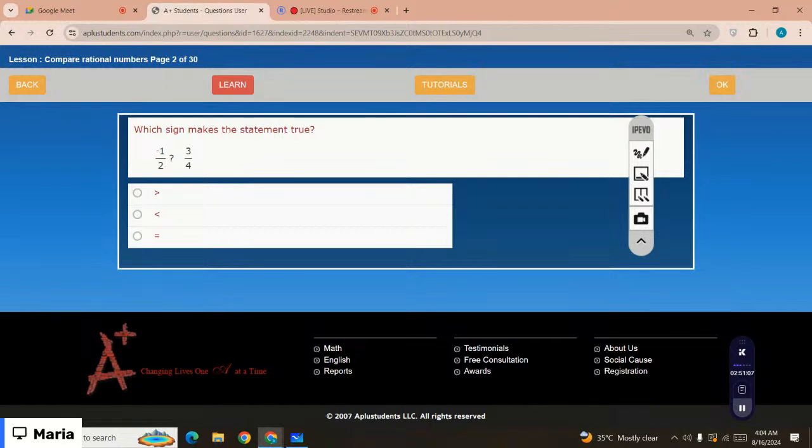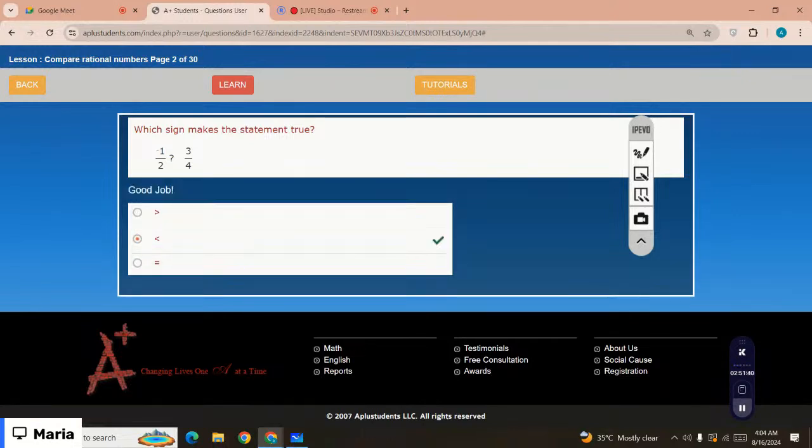Which sign makes the statement true? Negative 1 by 2, you have to compare it to 3 by 4. So which is the correct option? The correct option is less than, because negative numbers are always less than the positive numbers. So negative 1 over 2 is less than 3 by 4. Got it?